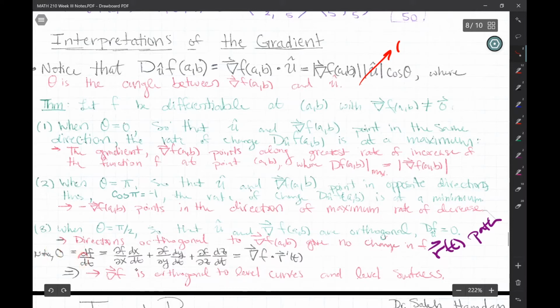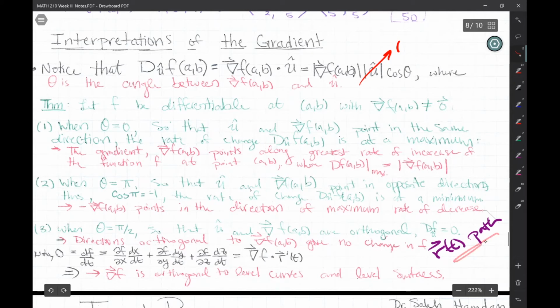But from the chain rule, we have this, which could be written as a dot product in this way. You have partial f partial x, that's the first component of the gradient, partial f partial y, partial f partial z. And r prime, that's dx dt, dy dt, dz dt. That's r prime. And what then do we learn? We learned that the gradient of f is orthogonal to level curves and level surfaces.